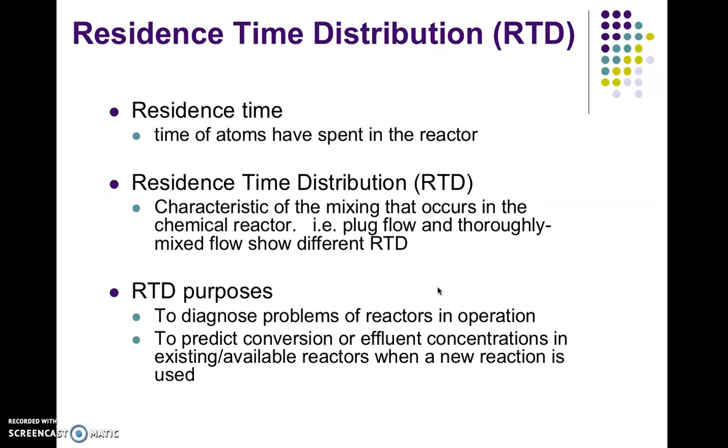So first, RTD, residence time. What is residence time? You can imagine there are a lot of atoms, and every atom spends a different time in the reactor. A different time spent in the reactor will give you a different reaction and different output product. So RTD is the characteristic of the mixing that occurs in the chemical reactor. The purpose of RTD is to diagnose problems, as I mentioned just now, and also to predict conversion or effluent concentration in the reactors. So if you have non-ideal reactors, RTD will determine the current conversion and also the effluent concentration.